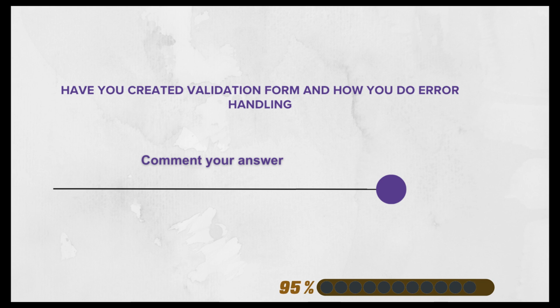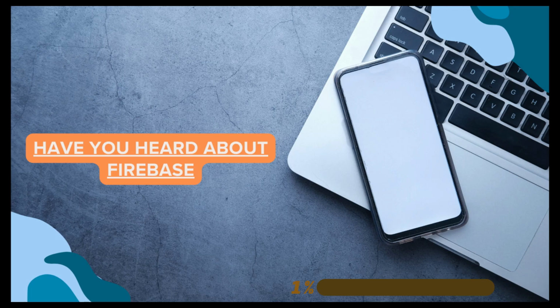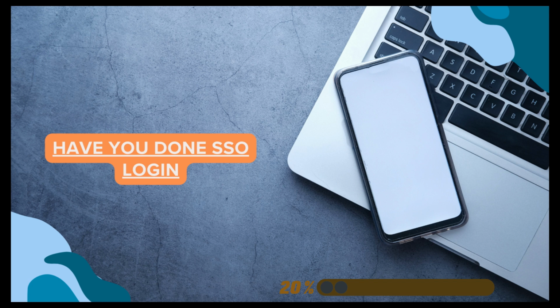Okay. So have you heard about Firebase as well? Yes. Okay. So have you heard about SSO login? SSO login, single sign-on. Yeah, I generally know about single sign-on. It's like if you sign in once, you'll be there, instead of signing in again. Like we have this Okta Verify login, right? Yeah, something like that. Okay. Yep.